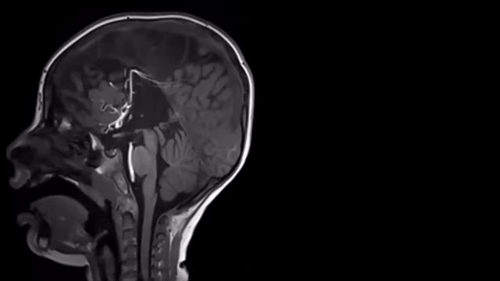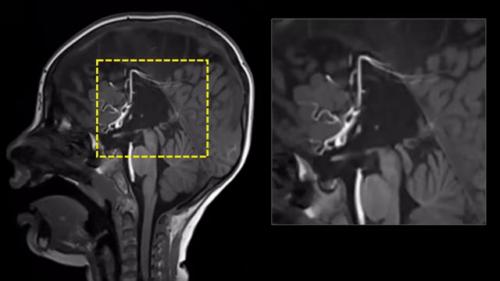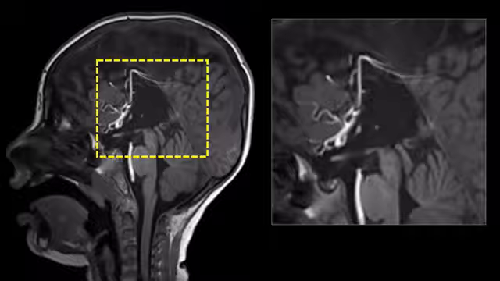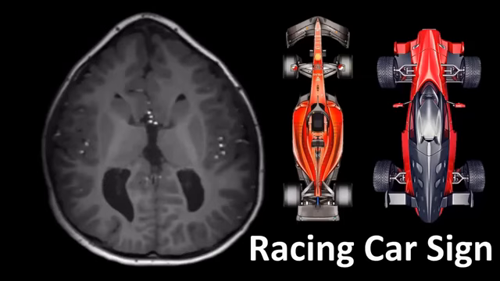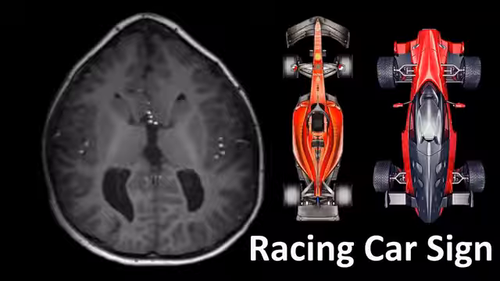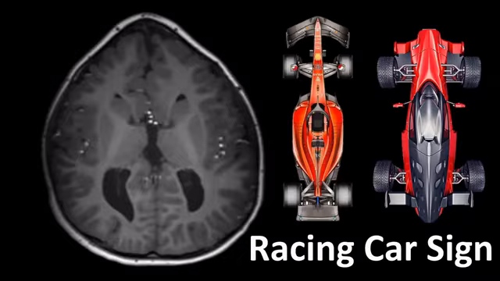And if you look at the sagittal T1 weighted images, it is immediately clear what is missing, namely the corpus callosum, the thick white matter bundle connecting both cerebral hemispheres. Completely absent in this patient. This is called callosal agenesis, and the absence of this white matter bundle leads to an abnormal configuration of the ventricles, both in the axial plane and the coronal plane.